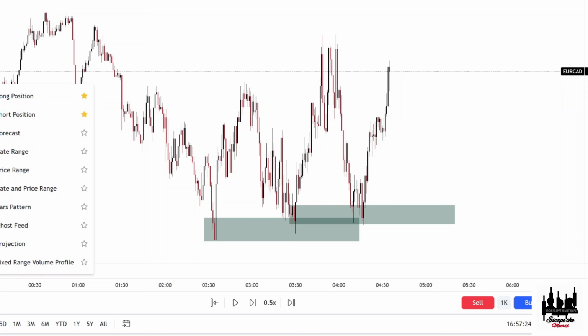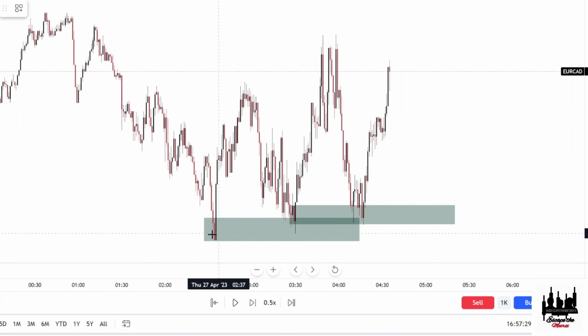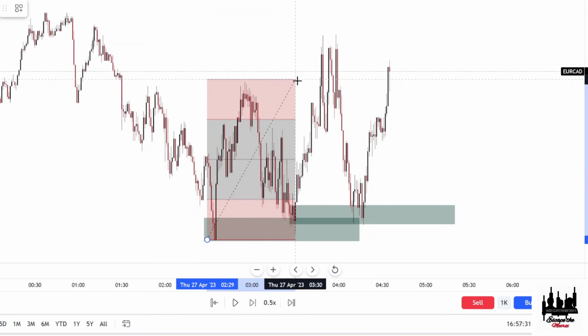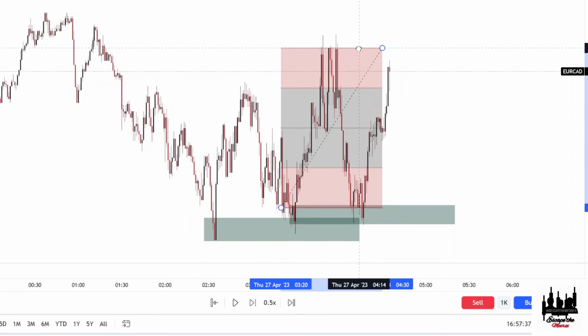So, as far as compression goes, compression doesn't only have to be at an extreme rate, right? So this is obviously an extreme rate. Why? Because price reacted from a range extreme right here. As you can see, it reacted from a discount. So we would expect the next reaction to be from discount.